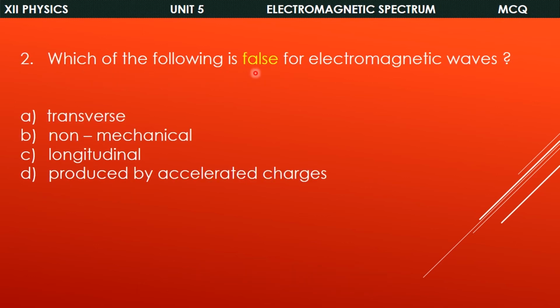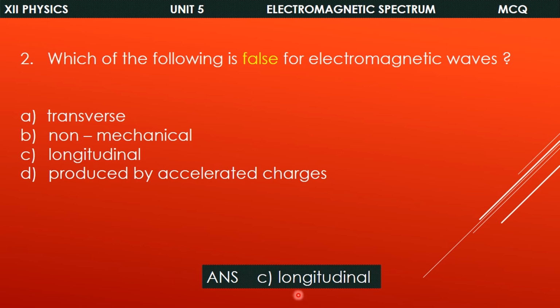Which of the following is false for electromagnetic waves? We know that electromagnetic waves are transverse, they are non-mechanical, they are produced by accelerated charges. Only sound waves are longitudinal. So the only choice which is false for electromagnetic waves is answer C.